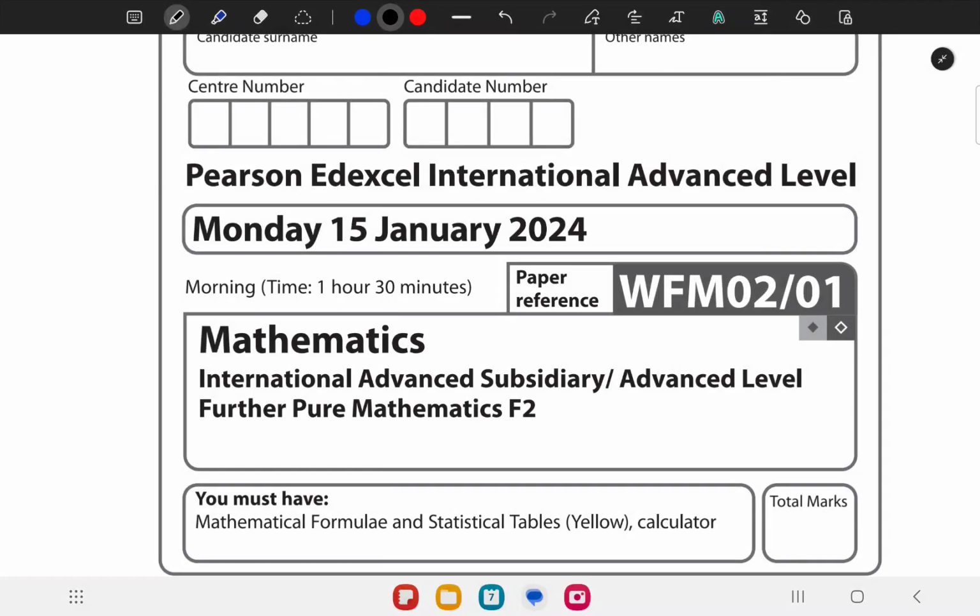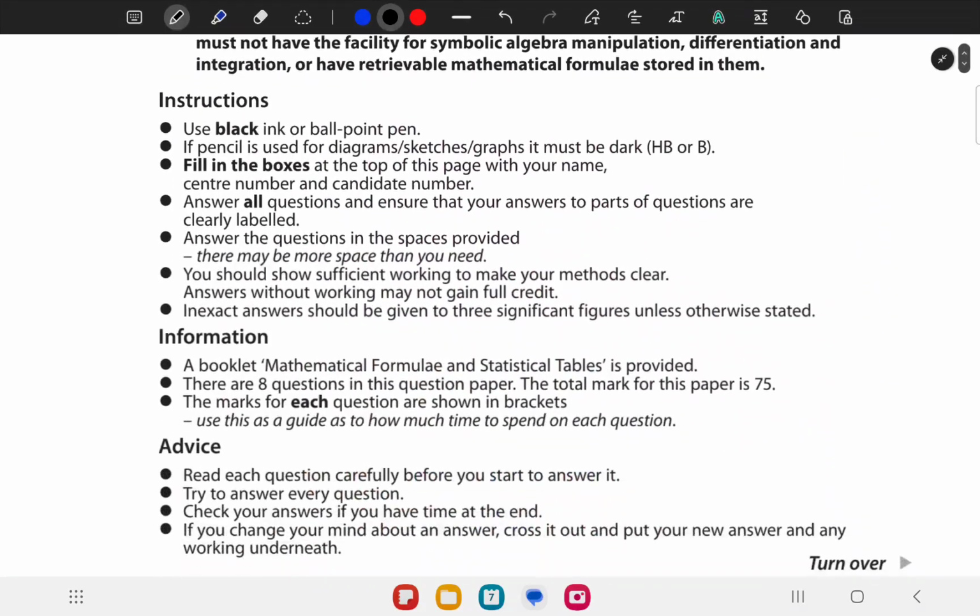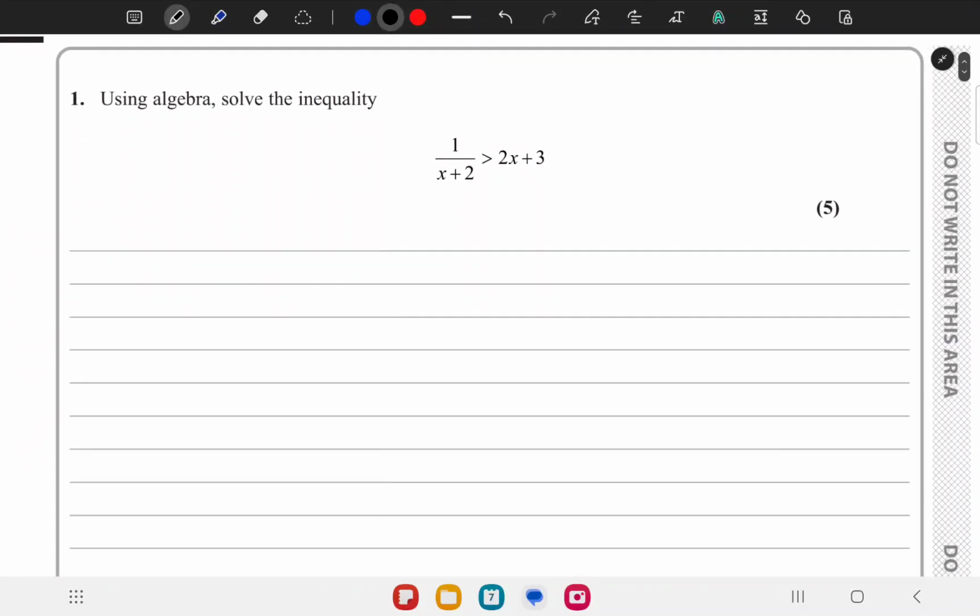Welcome to Mathematics. Today we'll be solving the Pearson Edexcel IAL January 2024 paper of FP2. In question 1, we are given this inequality over here.